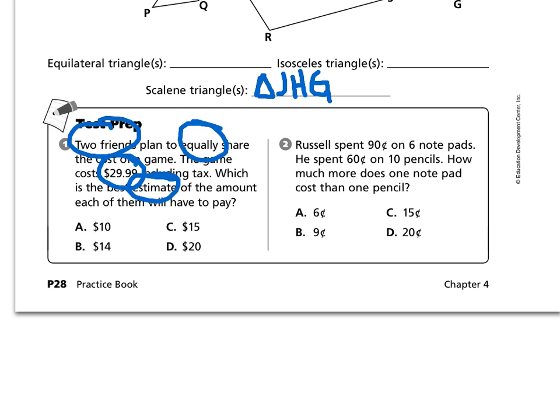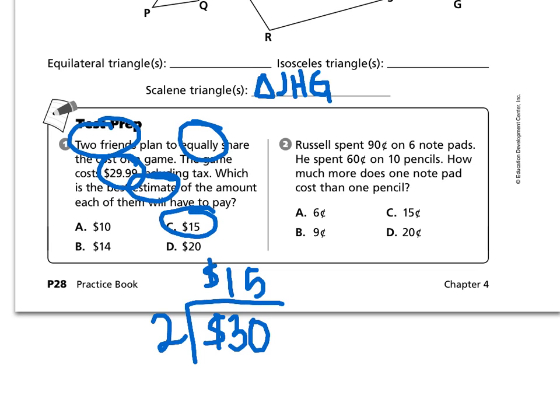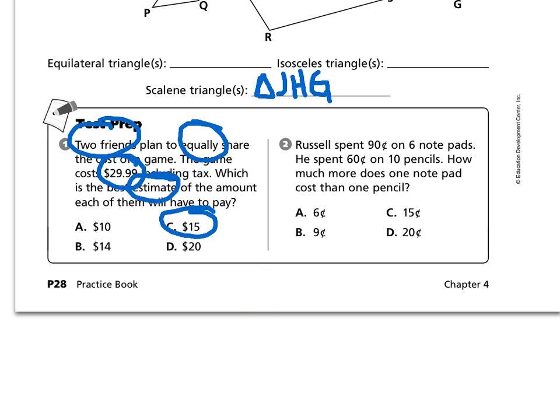So I'm going to round $29.99 to the nearest dollar. And I know that $29.99 is closer to $30. So now after I have estimated it, I need to share it equally between 2 people. So I'm going to divide $30 by 2, and I know that 15 times 2 is 30. So I know that each person will pay about $15 each for the game. Remember to keep your work on your paper so I know that you are thinking about the problem.